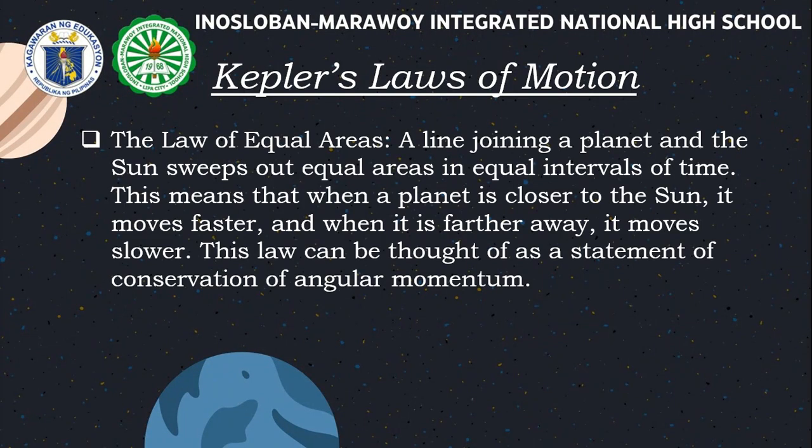Okay, next, we have the law of equal areas. A line joining a planet and the sun sweeps out equal areas in equal intervals of time. This means that when a planet is closer to the sun, it moves faster, and when it is farther away, it moves slower. This law can be thought of as a statement of conservation of angular momentum. In the law of equal areas, we know that each planet or celestial object in the solar system has certain distances. The farther a celestial object is from the sun, the slower its revolution; the closer, the faster. Okay, that's the idea of the law of equal areas.